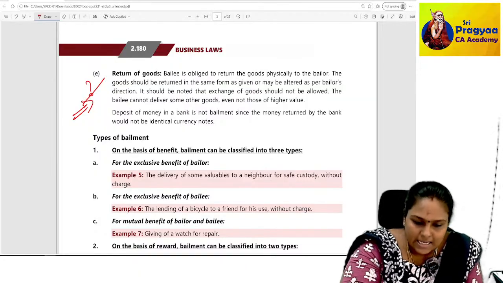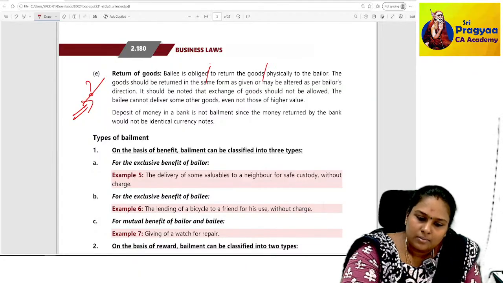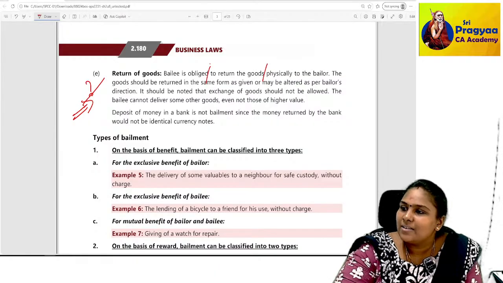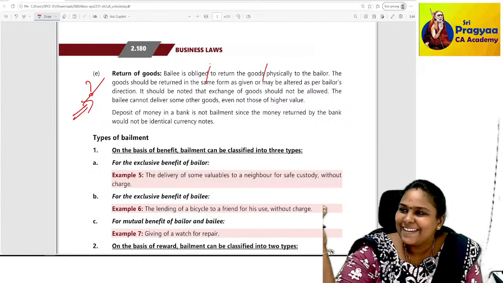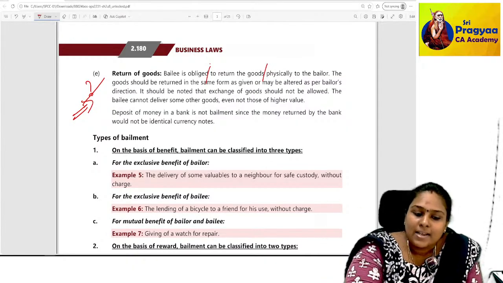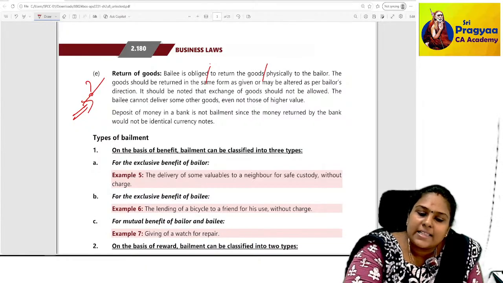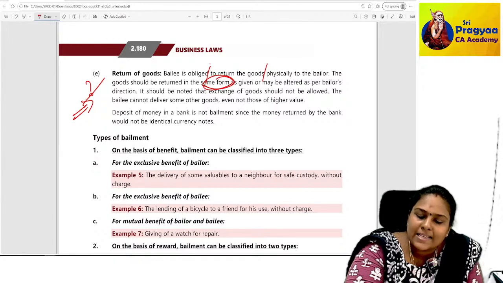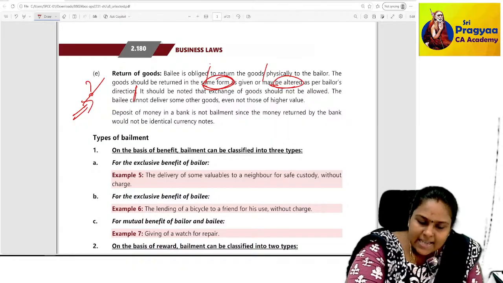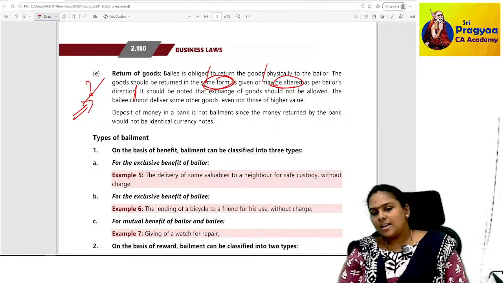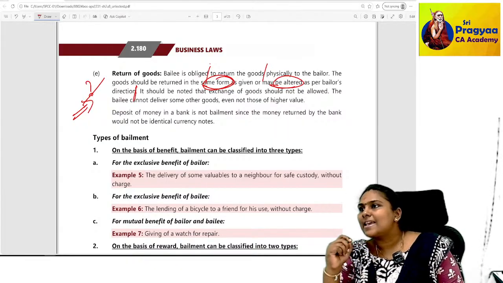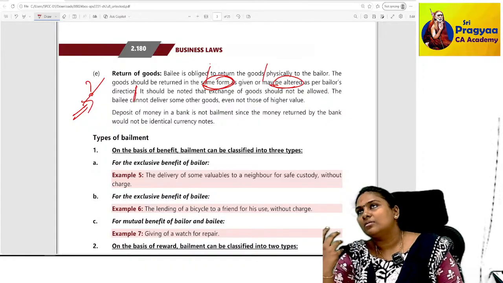Start reading. Bailee is to return the goods physically to the bailor. The goods should be returned in the same form as given or may be altered as per bailor's direction. Stop. Sir, goods should be given in the same form. What does that mean?